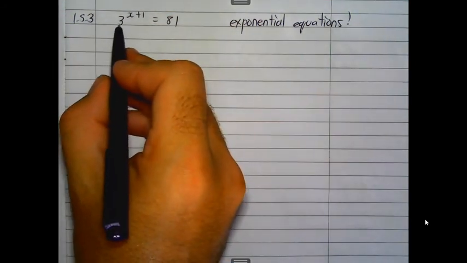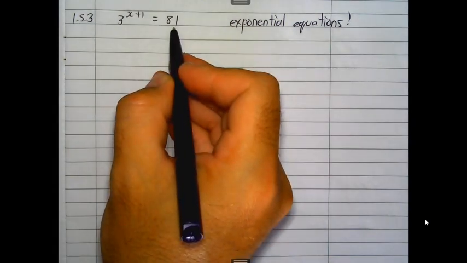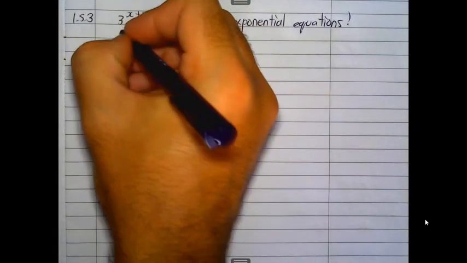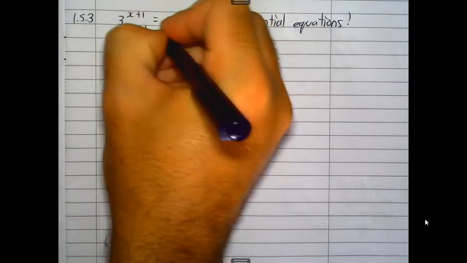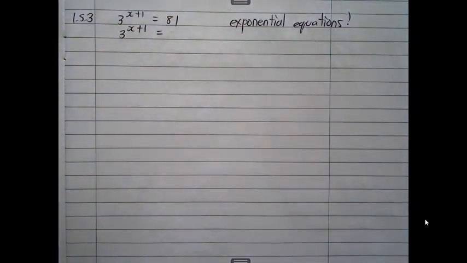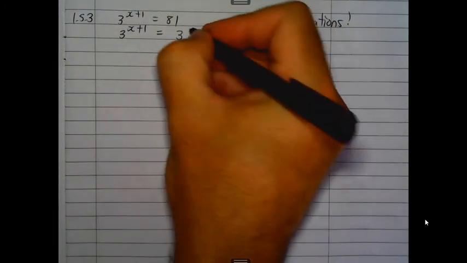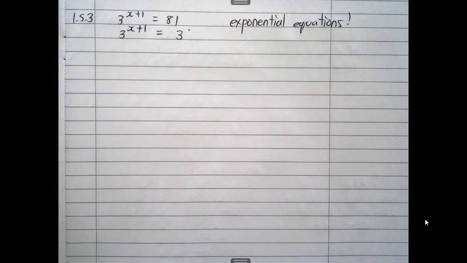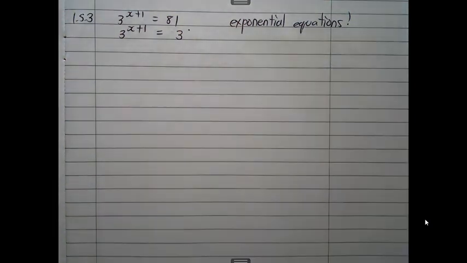So this base is 3, this base is 81. They're not the same. However, the 3 is pretty stuck. We can't change the 3. But 81 is the same as what? 3 to the power of what? 3 to the power of 4.